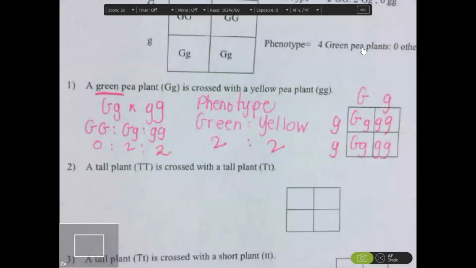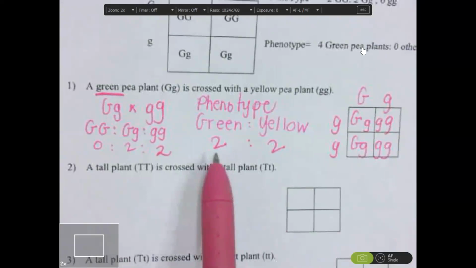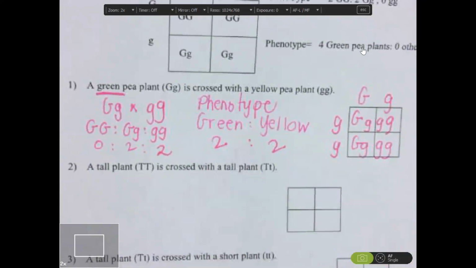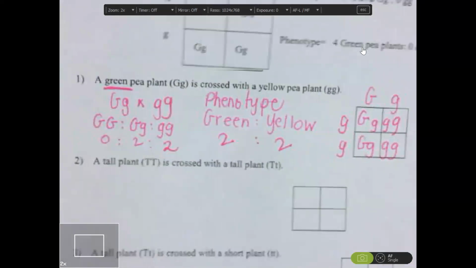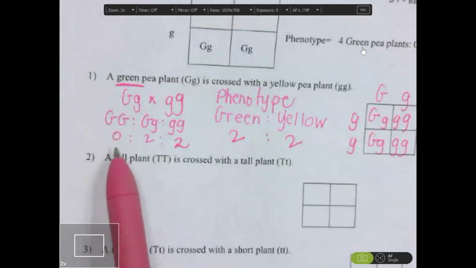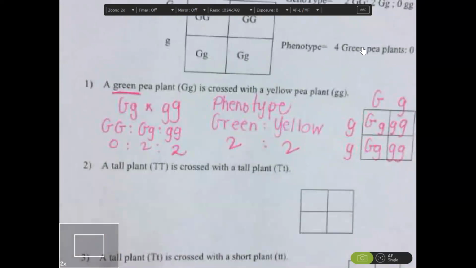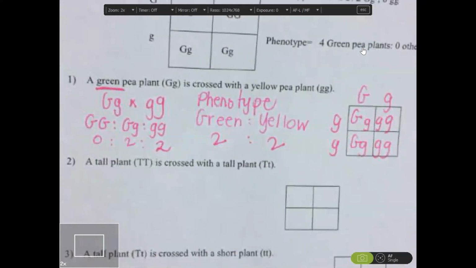Some further questions might ask you, what is the probability that you would have a green plant? And you would say, well, 2 out of 4 would be 50%. The probability of a yellow is 50%. What's the probability that I would have a homozygous dominant? That would be 0%. Those are just some interpretations from your outcomes of the Punnett square.